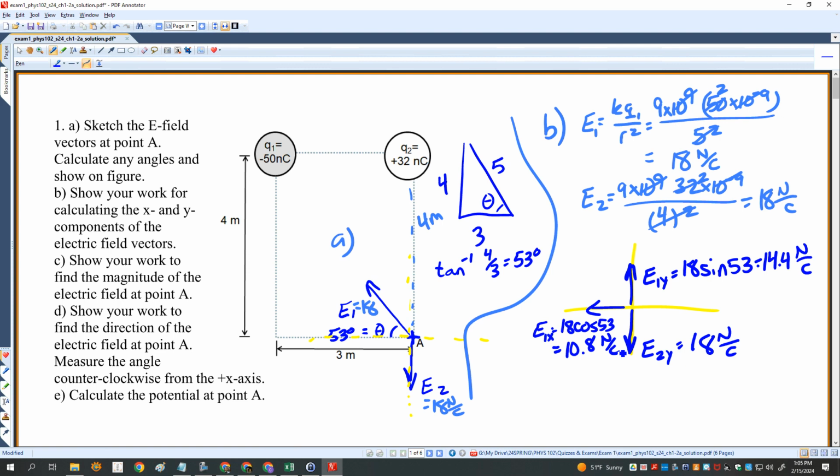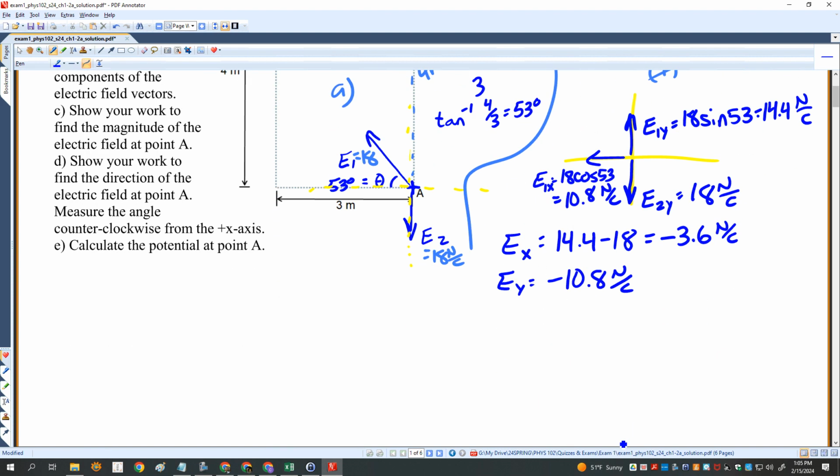So I need to know the x and y components of the next vector. I'm not sure if this is part B or C, it doesn't really matter, but the next step is to figure out what is the x component and the y component of the resultant vector. And the y component is going to be 14.4 minus 18, and the x component is going to be negative 10.8. So this is what? Negative 3.6.